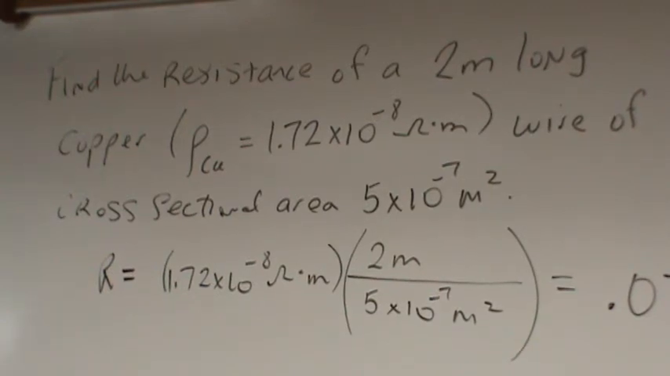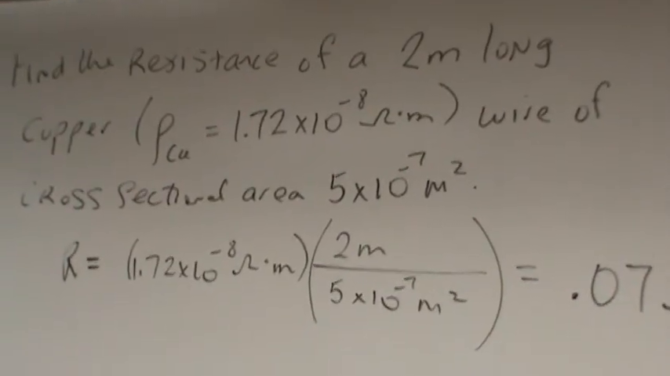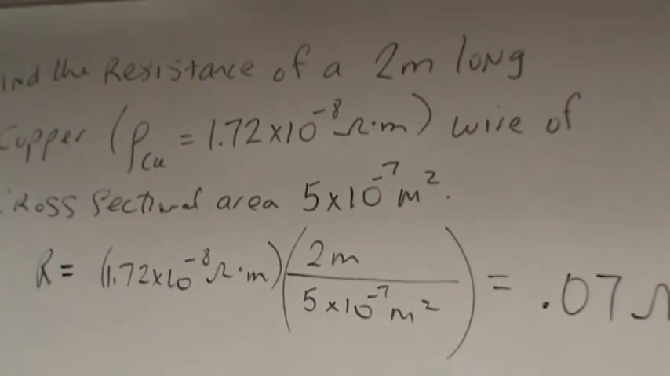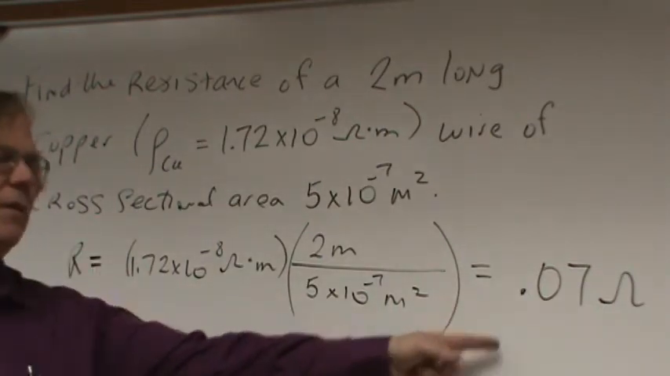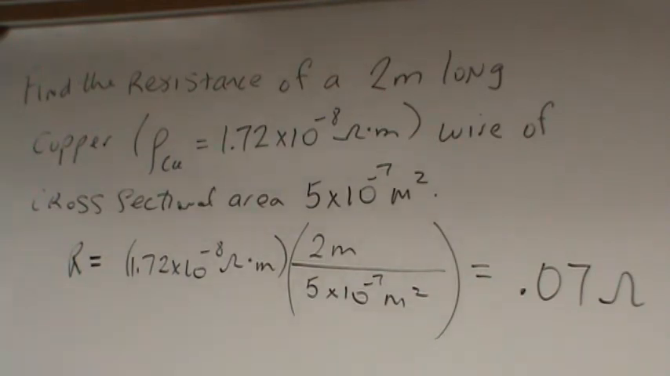But that's for 2 meters of wire. What if I'm running wire from Hoover Dam to Rancho Cucamonga, which is 200 miles? Well, now the resistance of the wire starts to become significant, you know? But 2 meters of wire, very little resistance. Any questions or issue on this? Then hey, let me give you another problem.